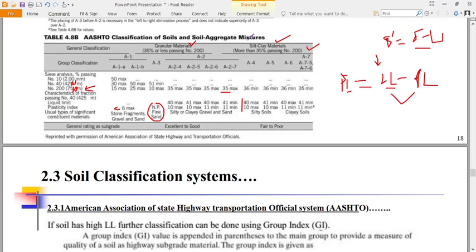If the GI exceeds what? Exceeds 20. Is that okay? So how do we do that? For instance, GI is equal to F, this is the percentage passing sieve number 200 minus 35. And then this is, you know, the plastic part. So it's liquid limit, then this is the plasticity index. So by substituting into this equation, you can determine your GI.